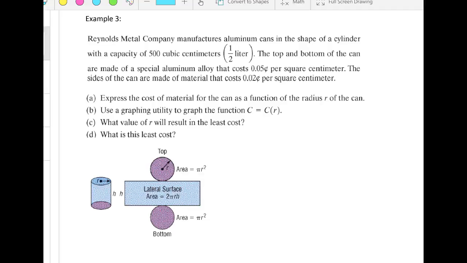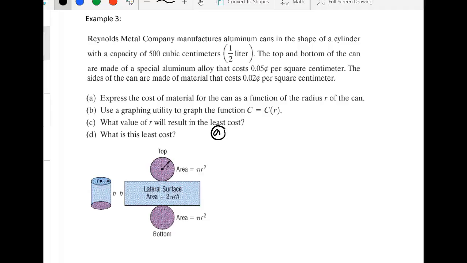Express, this is the letter A, the cost of material for the can as a function of the radius r of the can. Okay, so now you have to understand. It says here, express the cost. In the end, I need to know the function in terms of cost with respect to radius. The material, in mathematics, is just the surface area of the can. So we are going to do A using math.